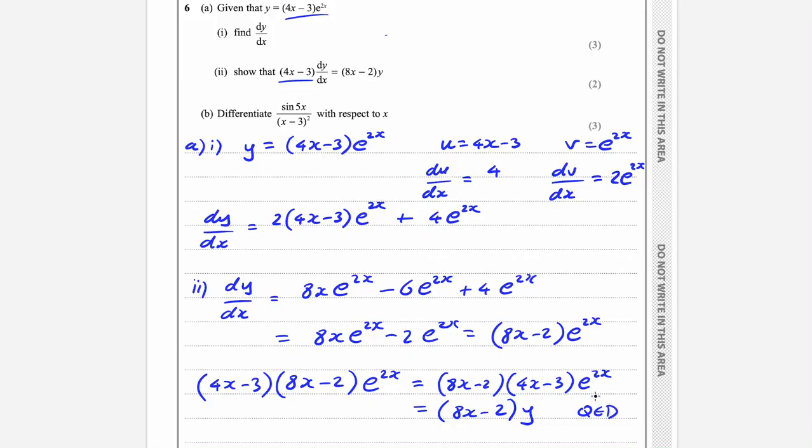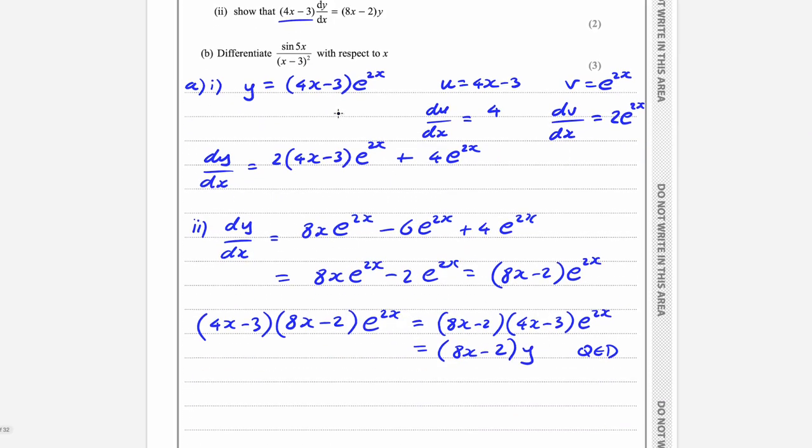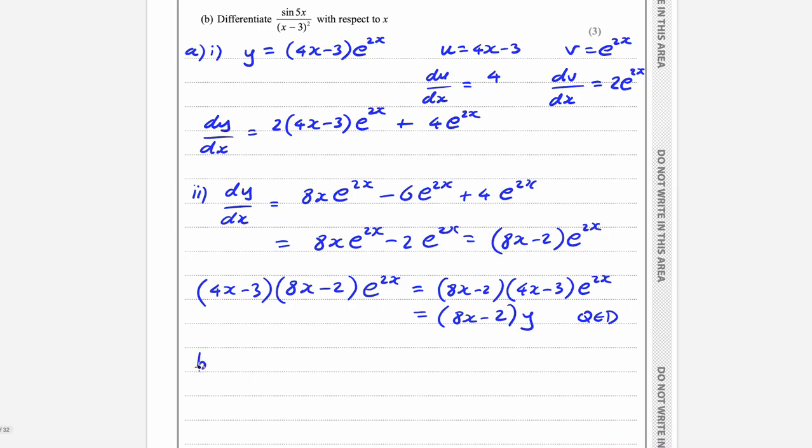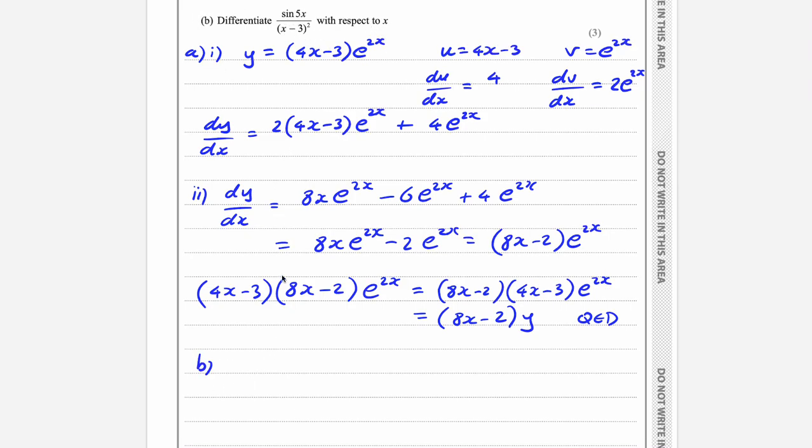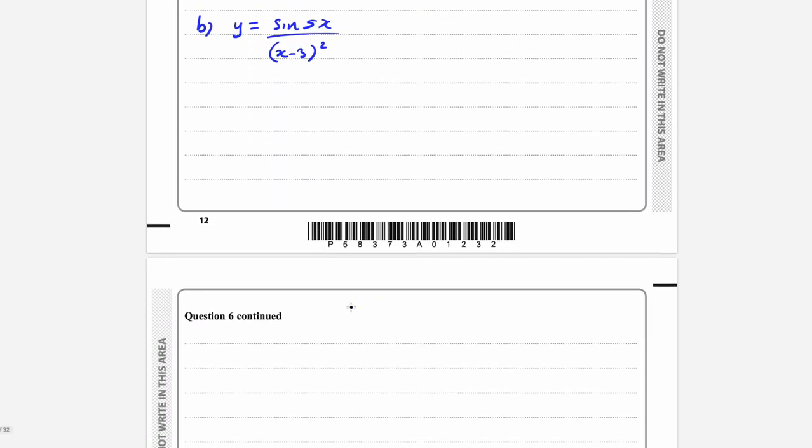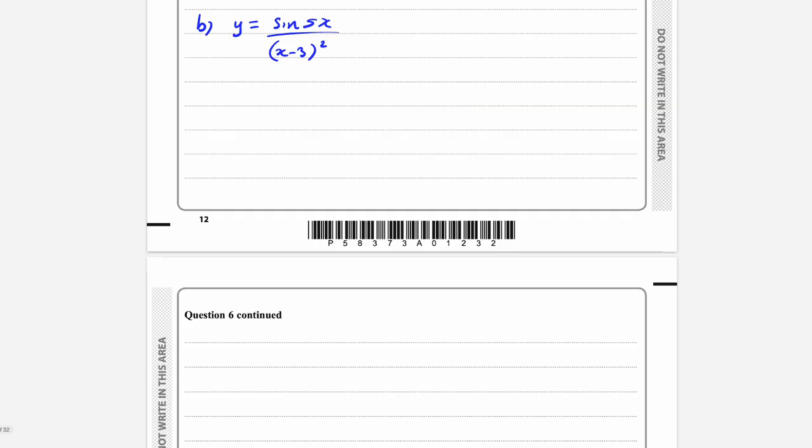Okay, finally, differentiate. This is part B. Differentiate this with respect to x. So let's just say y equals, guys, y equals sine 5x over x minus 3 squared. Okay, this is quotient rule, guys. So at the side, I'm going to do u is sine 5x, v is x minus 3 squared.